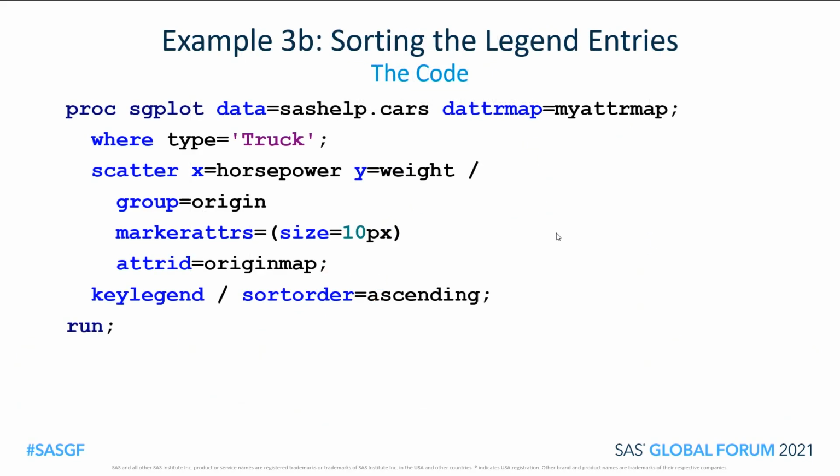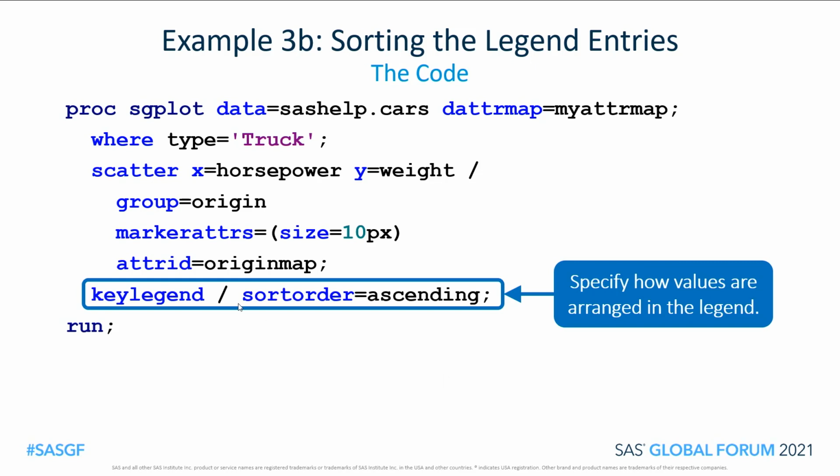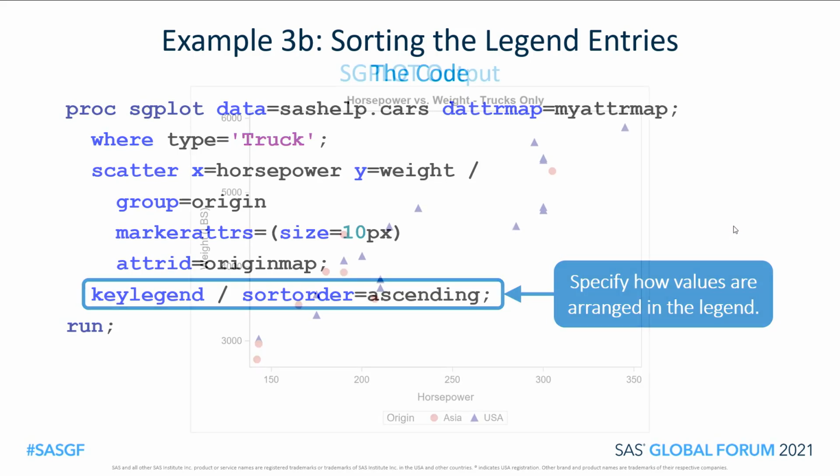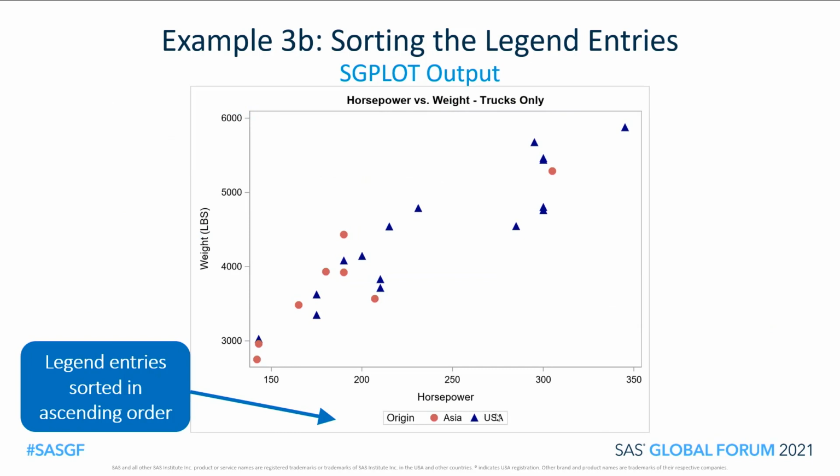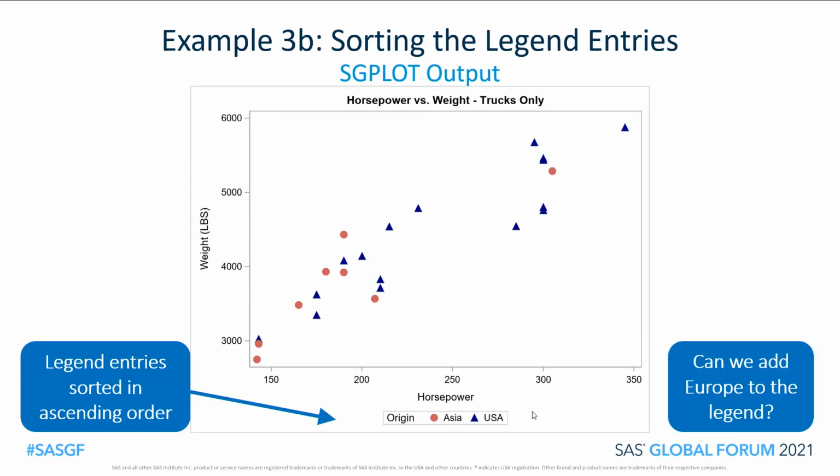by simply adding the key legend statement. And the key legend statement lets us control various features of the legend. We're going to just look at one, which is the sort order equals ascending. That's simply going to sort the values in ascending order in the legend. And now we get Asia and USA. But you might be wondering, can we add Europe to the legend? Even though there aren't any trucks in the data set from Europe, it might still be nice to have it in the legend so people know that we didn't just exclude Europe, there simply weren't any.